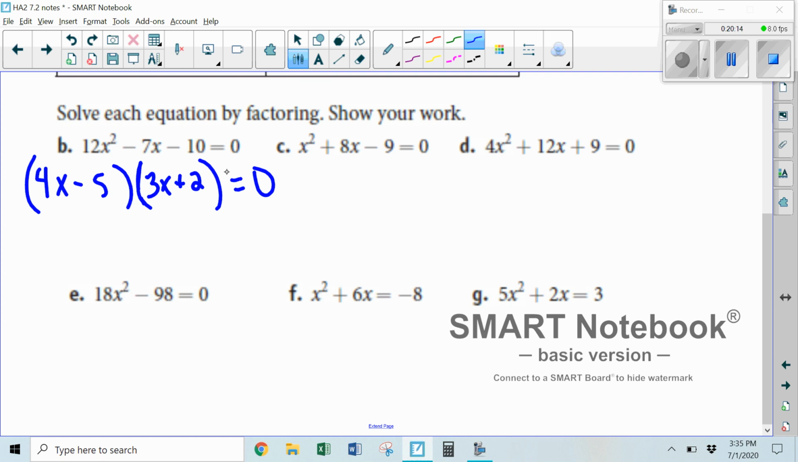Okay, so after taking your time to factor those, these are your factors: 4x minus 5, 3x plus 2. Because it's equal to 0, and we have the product, we do zero product property. We set each piece equal to 0. Go ahead and solve each one separately.